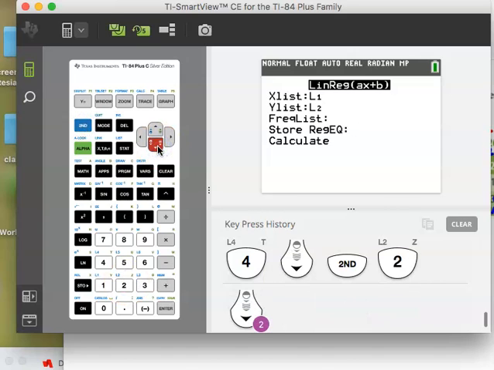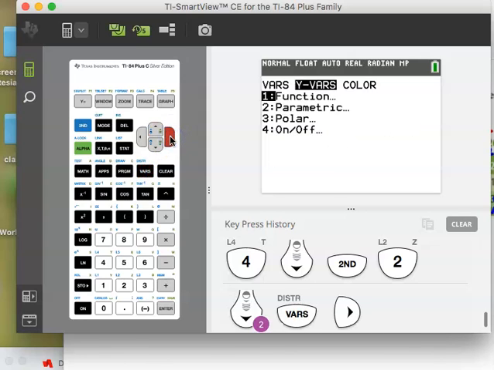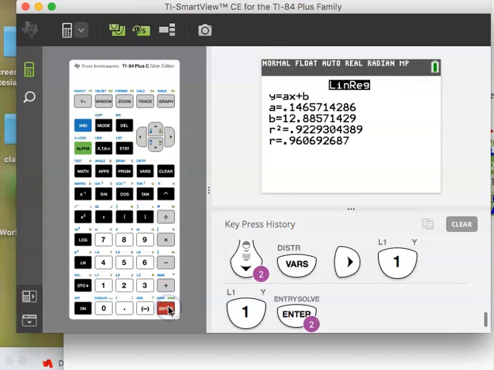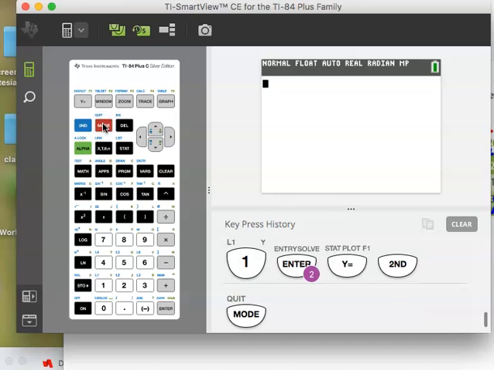And I do want to store this because remember we want to see where they hit each other. So that's going to be variables, V-A-R-S, arrow to the right once for y variables, number 1, and calculate. But the great news about this is if we go to y equals, it stored all of it, absolutely all of it. So now I have to do that again because I want the other line.